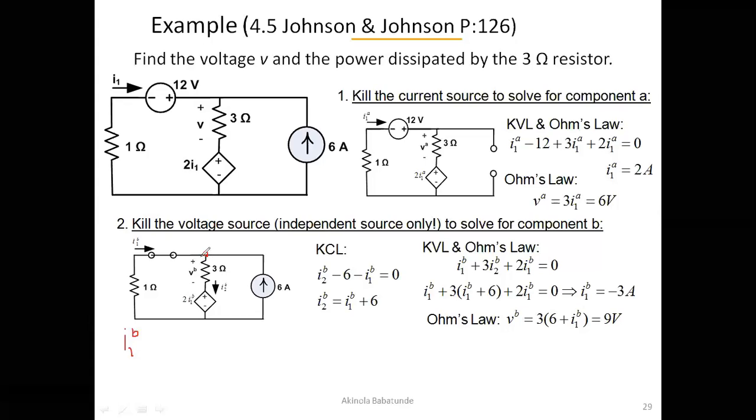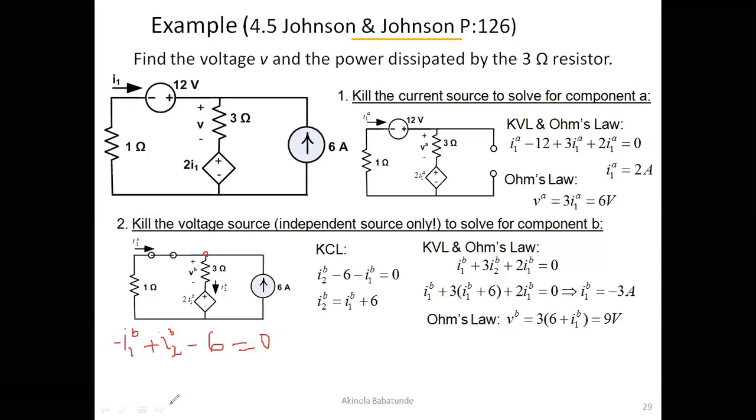entering this node, so it becomes negative. I2B is leaving that node, it becomes plus I2B, isn't it? And then which other current is coming to this node? 6 is coming to this node. 6 is also entering that terminal. Is that going to be negative or positive? 6 is entering that terminal too. It will be negative. So minus 6 would be equal to 0.